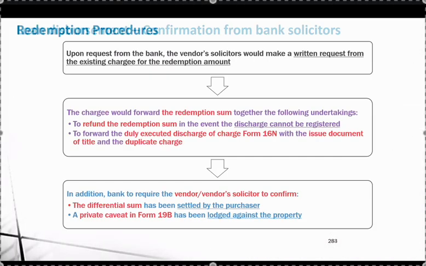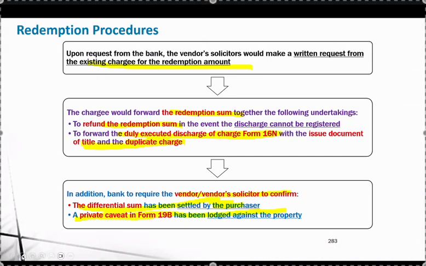And that was the one I mentioned earlier. The Form 19B is the private caveat. So mark this slide down. This one will be an exam topic here.